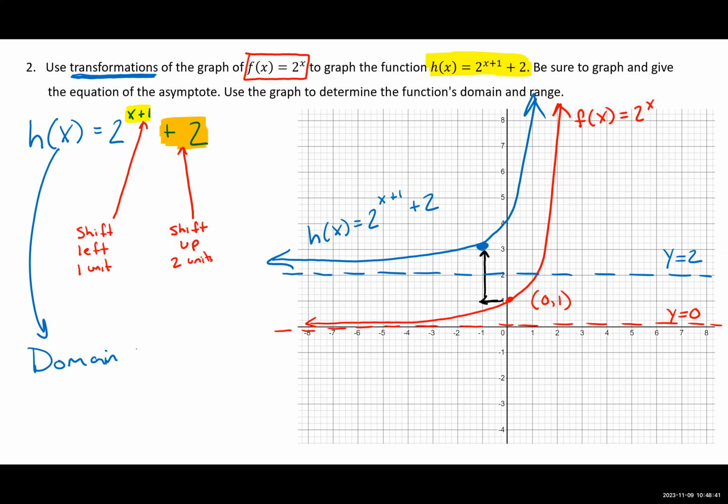The domain of any exponential function of the form b to the x, or some transformation of b to the x, is all real numbers, negative infinity to infinity. And the range, as I mentioned earlier, is everything above the asymptote, unless there's a reflection. If the graph is reflected down, then it's everything below the asymptote. But we didn't reflect the graph here. We just moved it. So everything above the asymptote would be 2 to infinity. Okay, 2 to infinity.